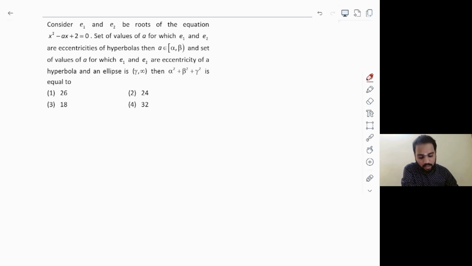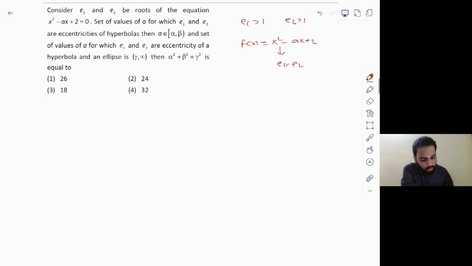So first thing, given that e1, e2 are the roots of the quadratic equation, find the set of values of a for which e1 and e2 are the eccentricities of a hyperbola. So if e1, e2 are eccentricities of a hyperbola, then we can say that e1 should be greater than 1 and e2 also should be greater than 1 here. Now let me take the given quadratic as f of x is equal to x square minus ax plus 2, and then clearly it's an upward parabola, right? So given that this polynomial has the roots e1, e2, what does that mean here? Both the roots of this quadratic are greater than 1.